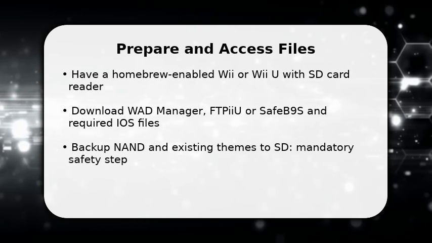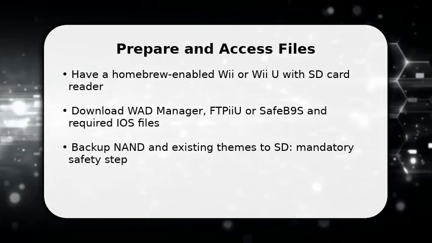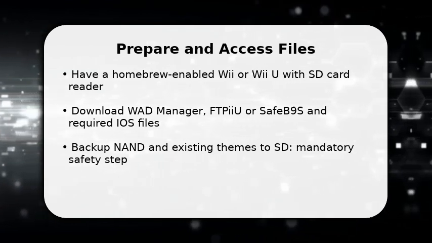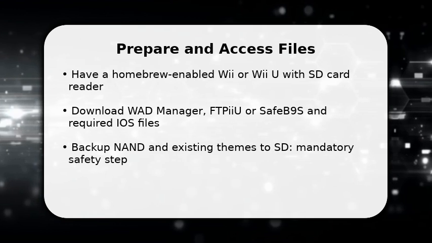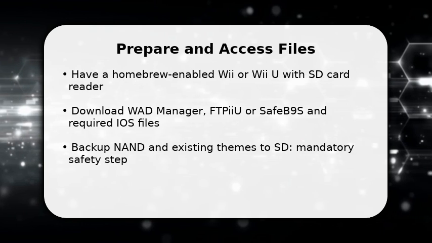You start by getting the essentials: a Homebrew-enabled Wii and an SD card with enough space. Copy WAD Manager and FTP tools to the apps folder so you can run them from the Homebrew channel. Once done, back up your NAND and current themes to the SD card.